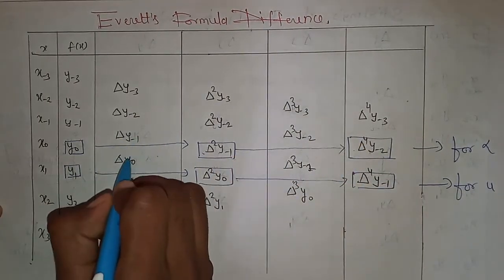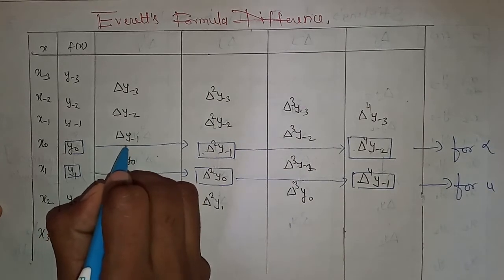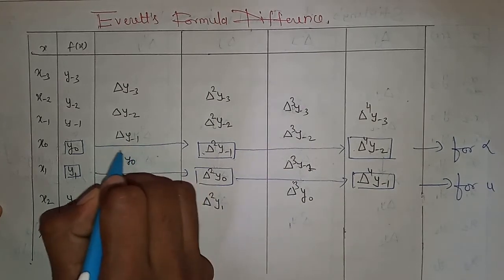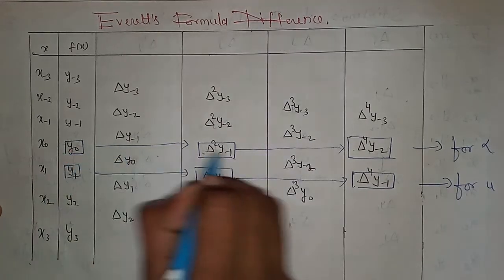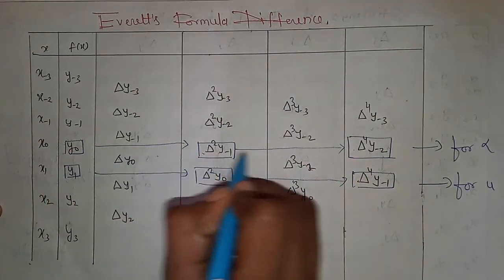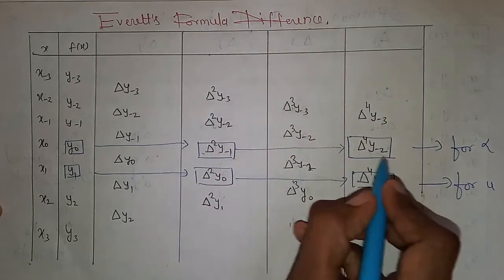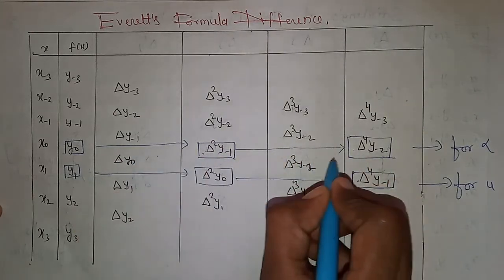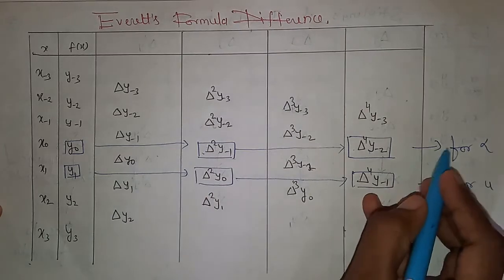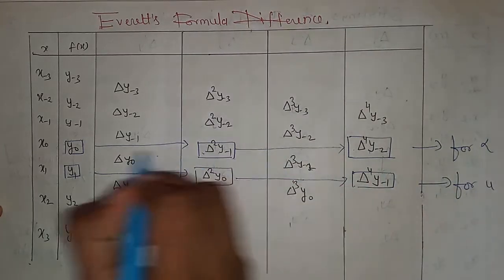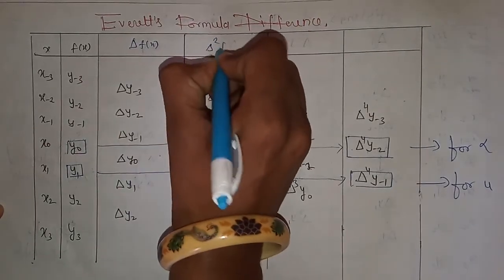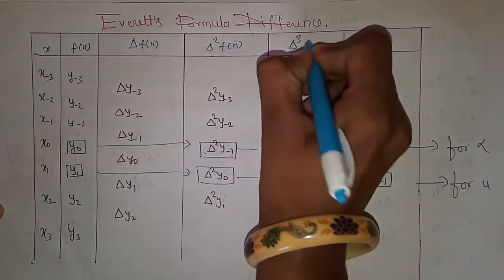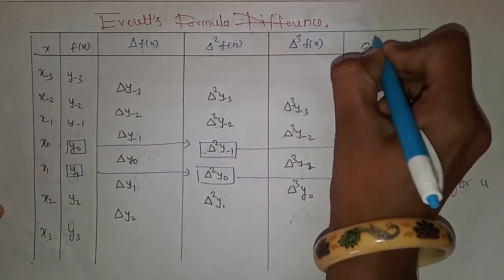Here we don't have to see where the line is not covering any difference, we will not add them and divide by 2. In this method we will directly draw the line, and whatever difference values are in between, those are used for Everett's formula. So this is the first difference, this is the second difference, third difference, and this is the fourth difference.